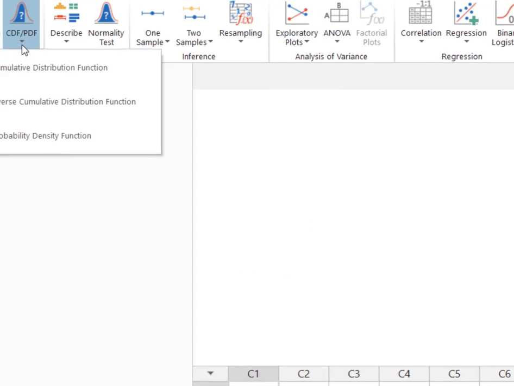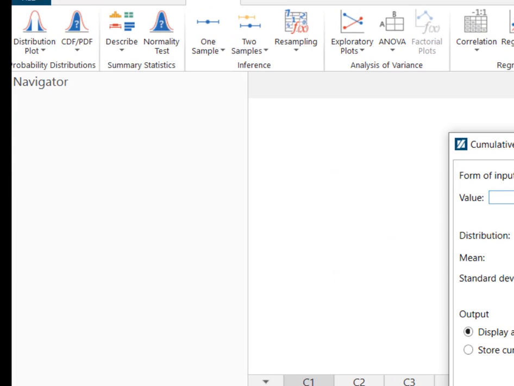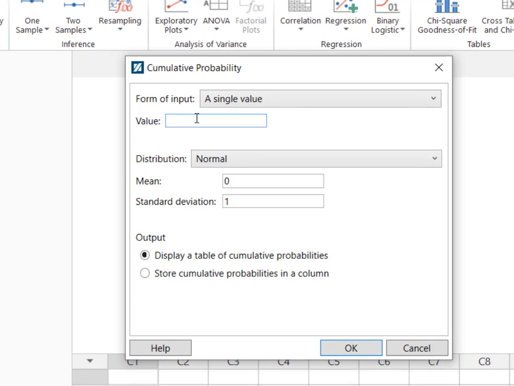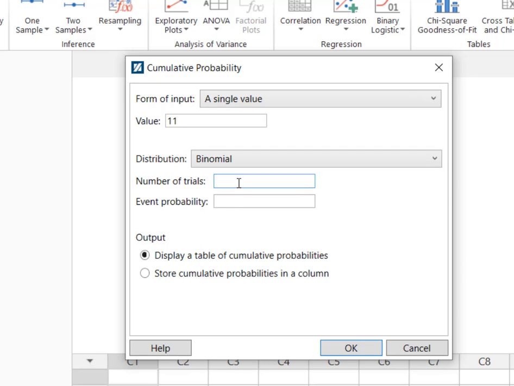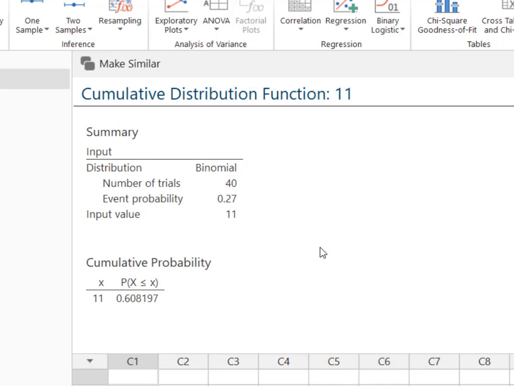So I'm up at the cumulative function. You have a single value. We decided what we wanted was 11. We want to get rid of from 0 to 11 to leave us from 12 to 40. We've got a binomial distribution with 40 trials and a probability of success of 27%. We say okay. We have this probability that we know is from 11 down to 0.